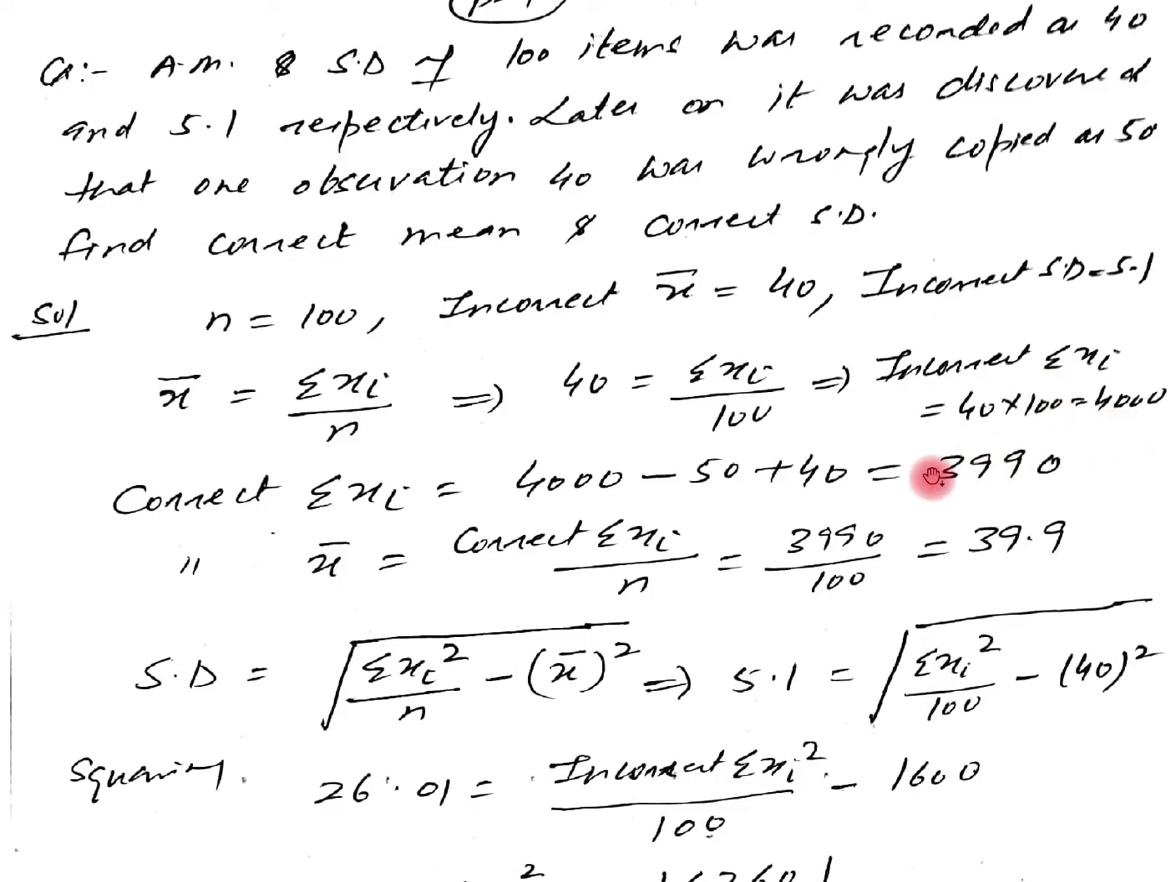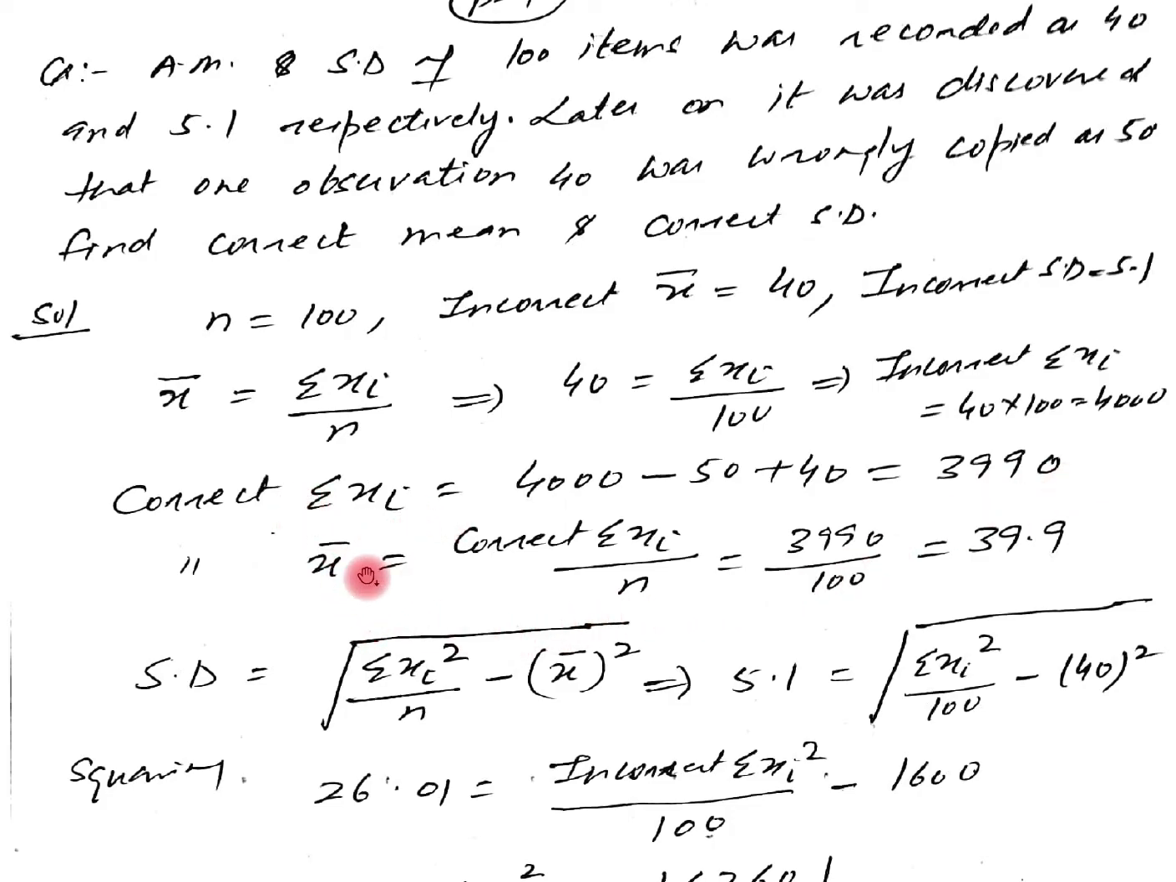Now we can correct it. Then the correct sigma xi: 40 was wrongly copied as 50. So we subtract 50 and add 40, then it will be corrected. We are subtracting the wrong observation and adding the right observation. So we get the corrected sigma xi equal to 4000 minus 50 plus 40, which equals 3990.